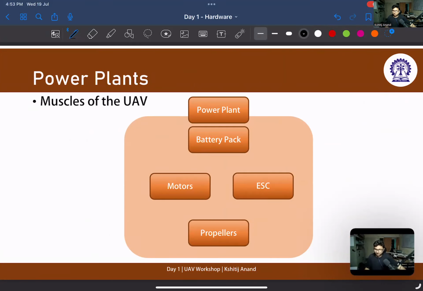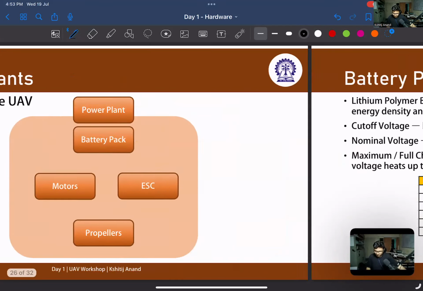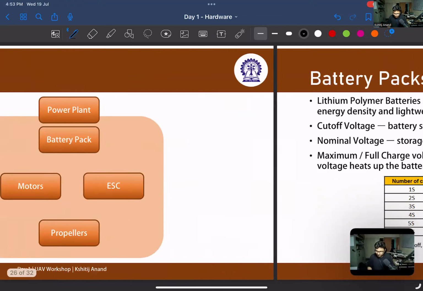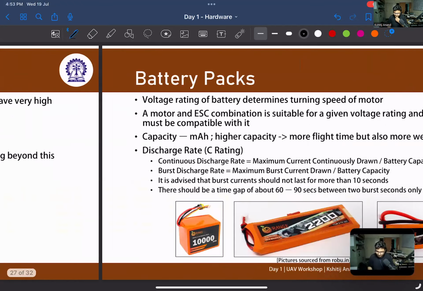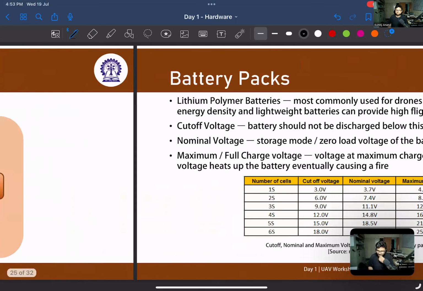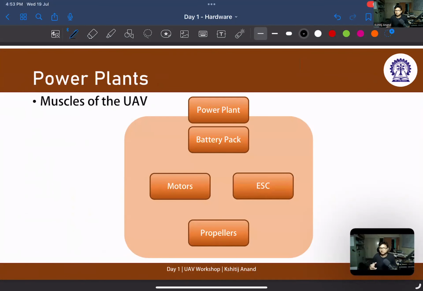Okay. So now, since we are short on time, we'll do a swift overview of the power plants, and then tomorrow we'll take up the rest of the detailing on how you choose a battery pack. But basically, how do you choose the power plant of the aircraft?